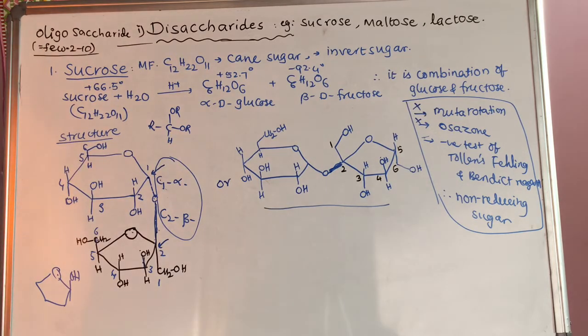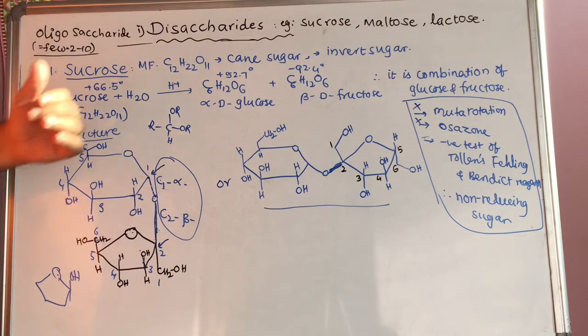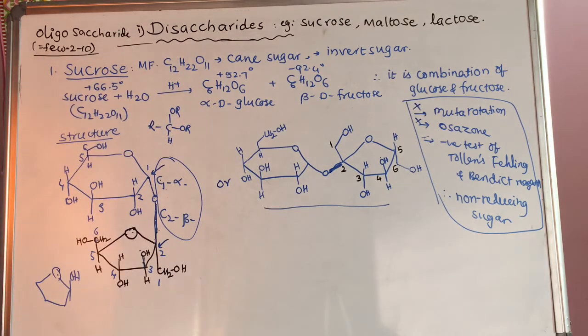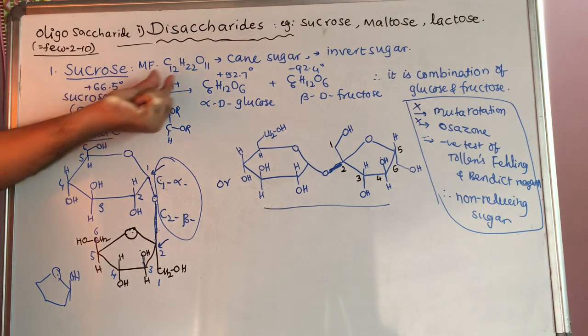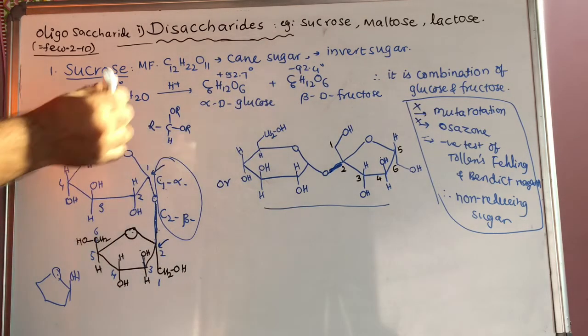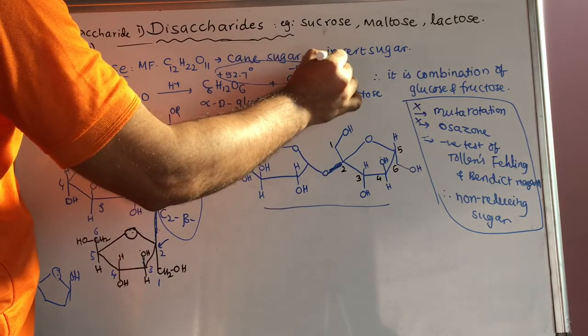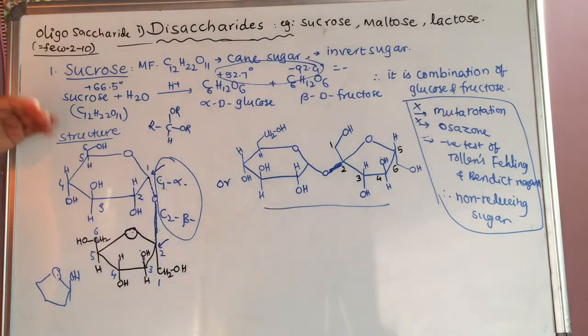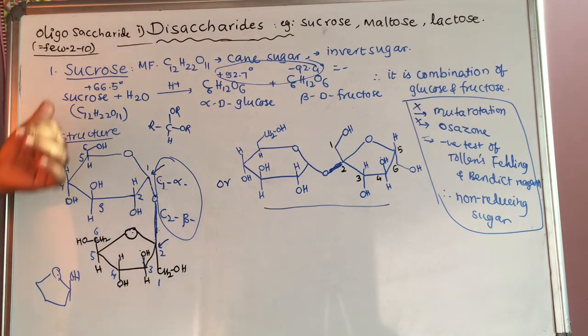The same observation is made with the invertase enzyme. This invertase enzyme is generally present in honeybees. This type of observation was done in honeybees, and that's why it is called invertase, meaning invert sugar. This type of phenomenon occurs with the invertase enzyme. Plus 66.5, plus 52.7, and minus 92.4: if you combine these values, you will get a minus value. So the value changed from plus to minus. That's what is called invert sugar.